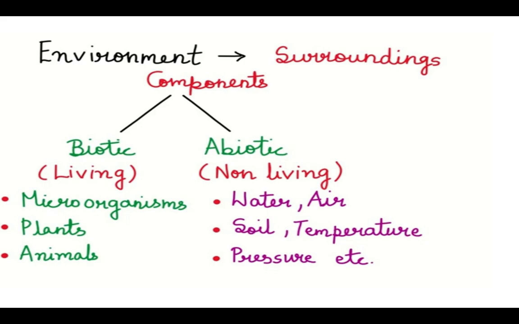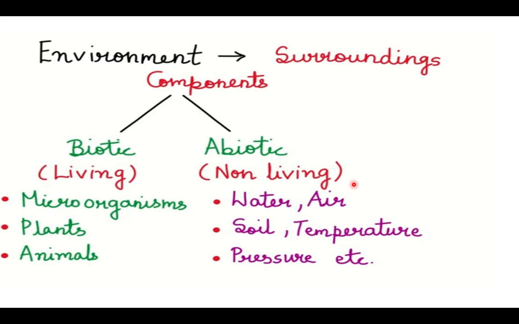Biotic means all the living organisms such as microorganisms, plants and animals. If you take abiotic, what does it mean? Non-living things. It may be water, air, soil, temperature, pressure, etc. So, the environment is made of two components, biotic and abiotic components. All biotic are living, all abiotic are non-living things. We depend on both living as well as non-living things. So it is our duty to take care of these things.